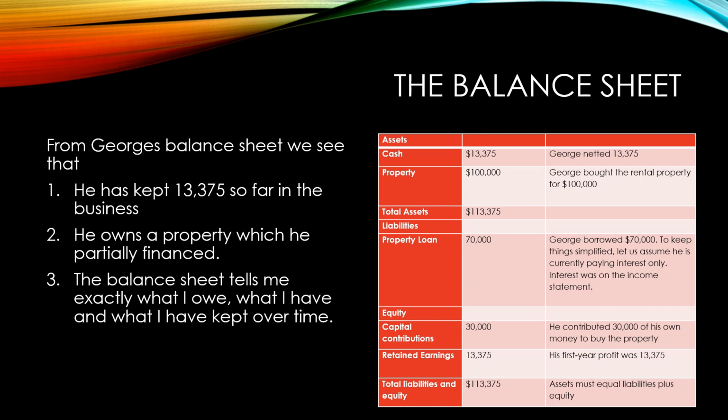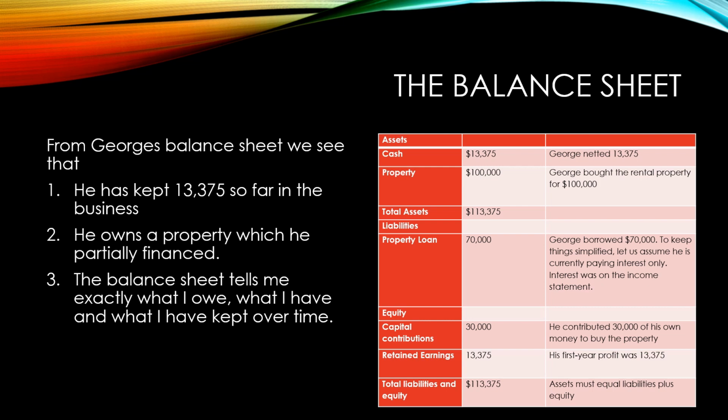And then we can see property loan was $70,000, which was the loan he received. I did not include any principal payments just to keep it simplified. We're just making the assumption he made only interest-only payments. The interest was in the income statement. Capital contributions was $30,000 and retained earnings, which is his income, was $13,375. So we can see liabilities plus equity equals $113,375.